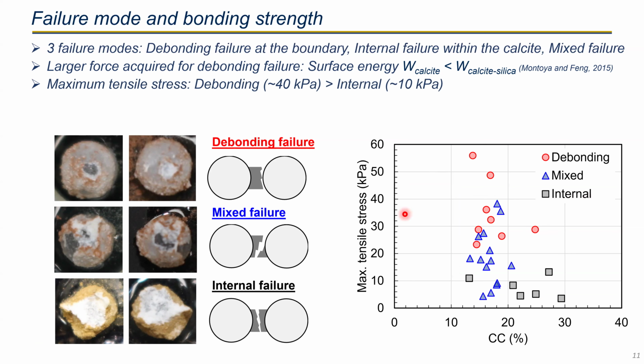This is the bonding stress versus the calcite content on the x-axis. Calcite content is defined as the mass ratio between the precipitated calcite and the sand grains. Here we are using a uniform size of sand particles. Higher calcite content means more calcite was precipitated. There is variance in the data, but you can clearly see that the debonding failure has a higher tensile strength than the strength from the internal failure.